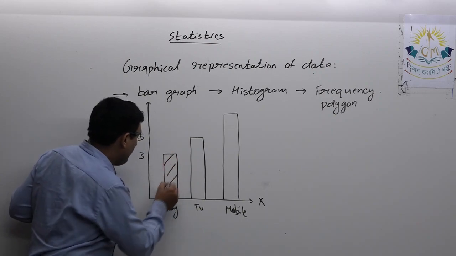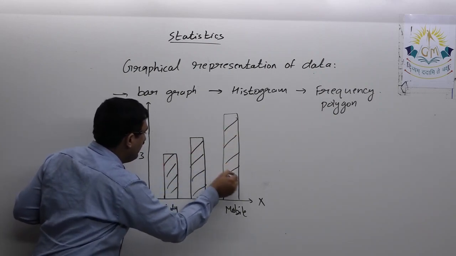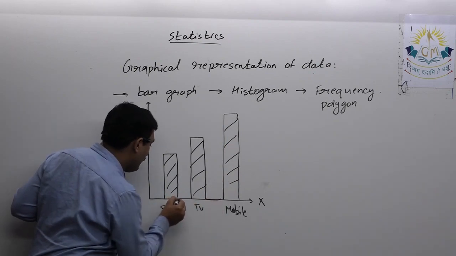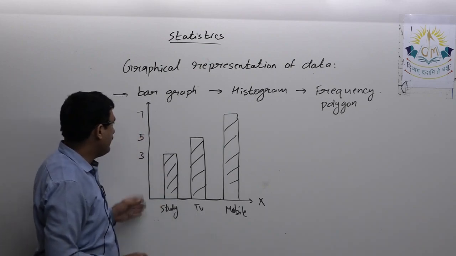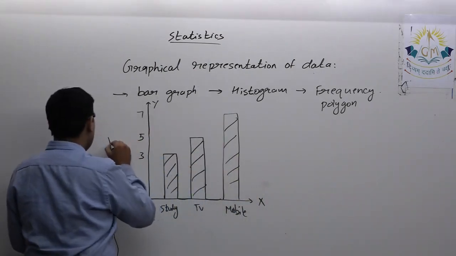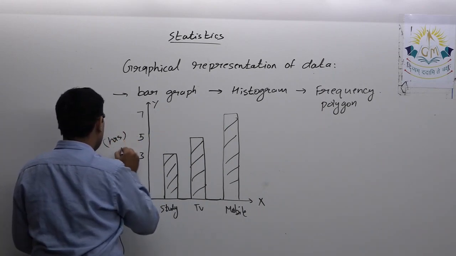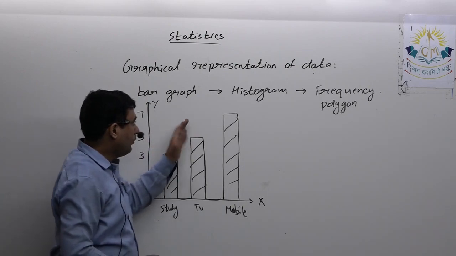We make the bars or rectangles of equal width by keeping equal space between them. The x-axis shows the different data, the y-axis shows the frequency, and this is in hours. So in this way, this is simply the bar graph. Now what is a histogram?